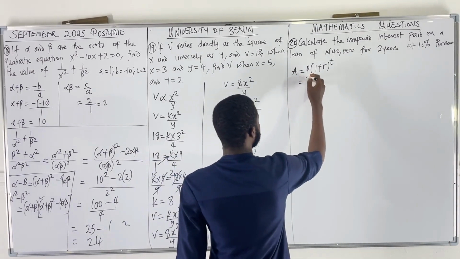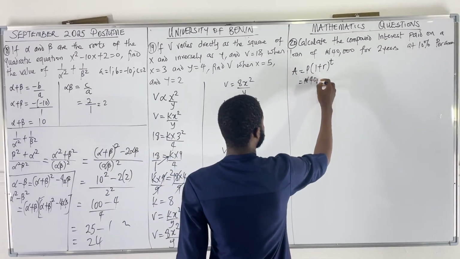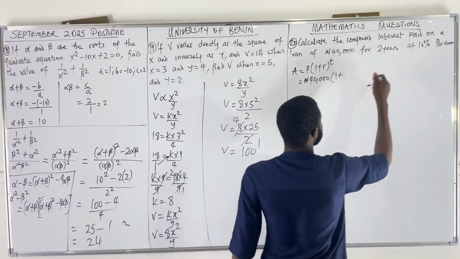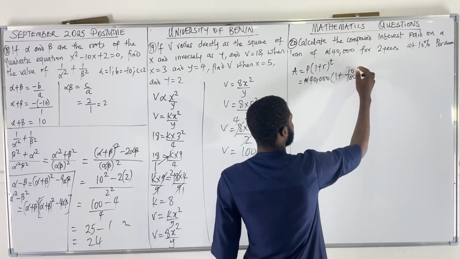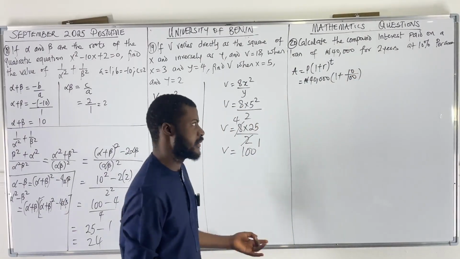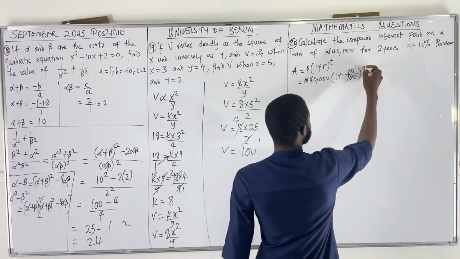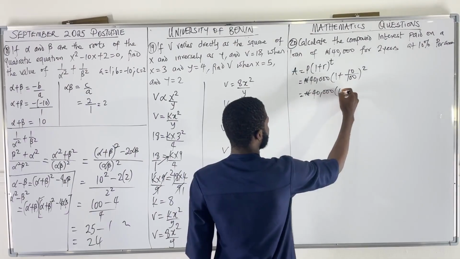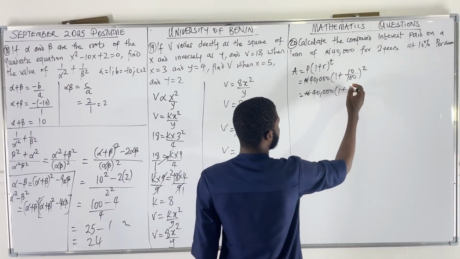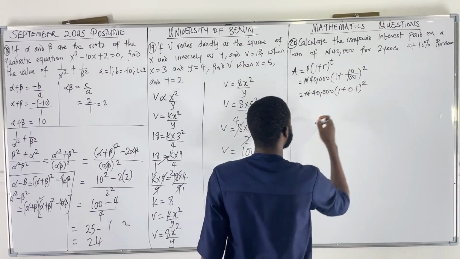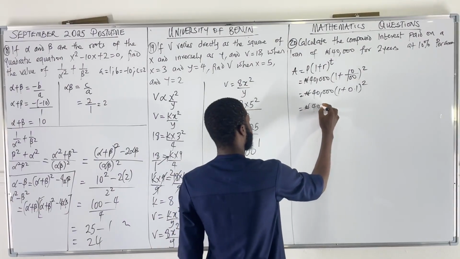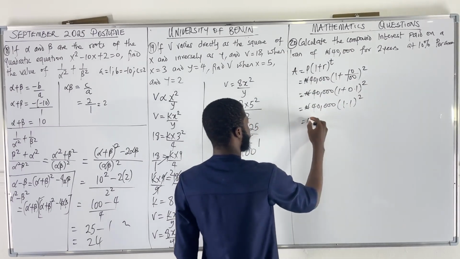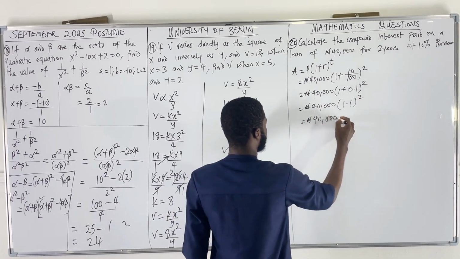So amount is then the principal amount is 40,000, brackets 1 plus rate is 10%, so that's 10 over 100. Then the time is 2 years. So this is 40,000 into 1 plus 10 over 100 is 0.1. Then you put your squared. And this is 40,000 into 1 plus this is 1.1 squared.